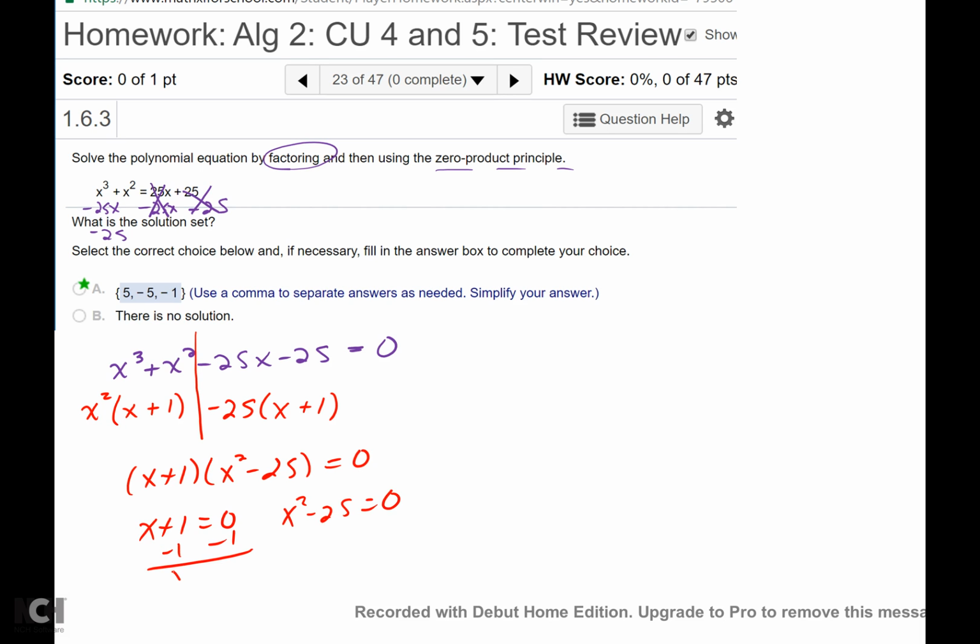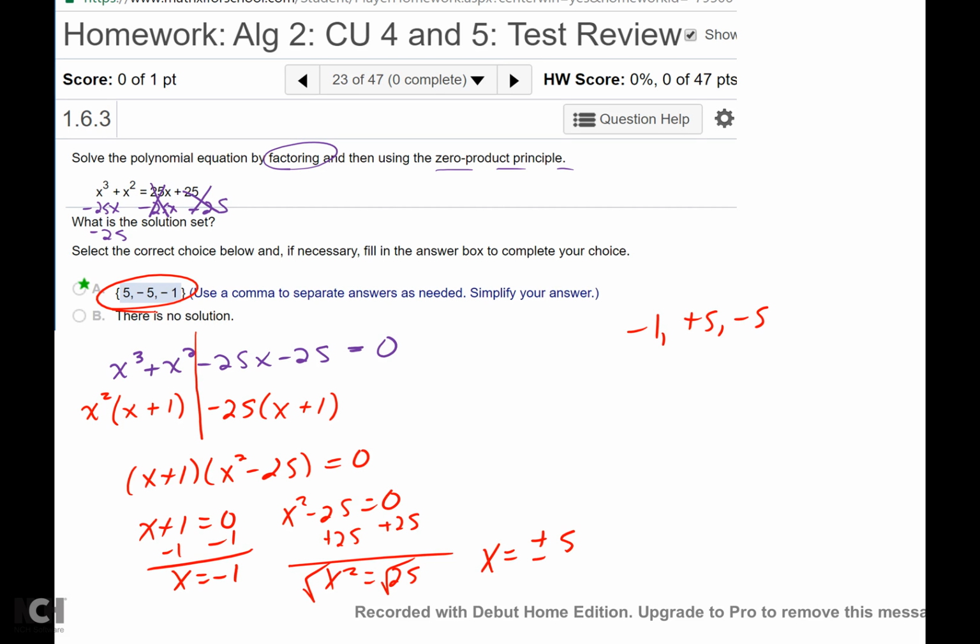Minus 1, x equals -1. Add 25, x squared equals 25, square root, x equals plus or minus 5. So my solutions are a -1, a +5, and a -5. Okay?